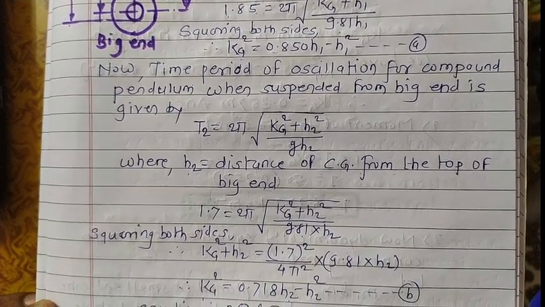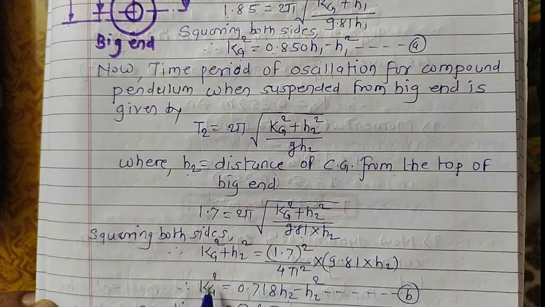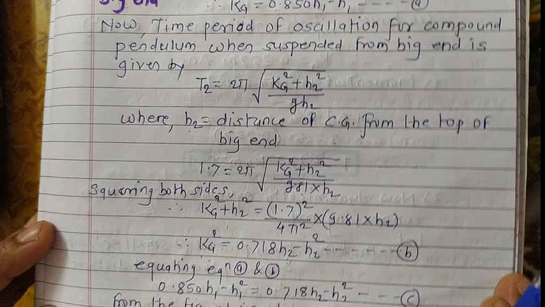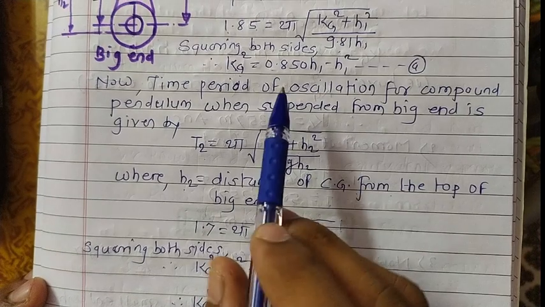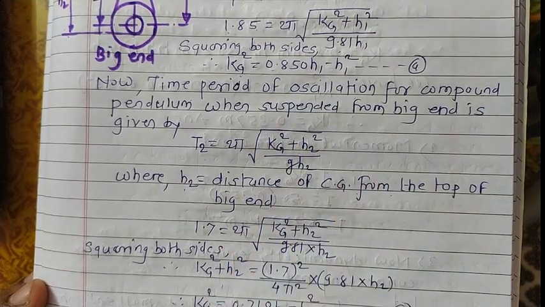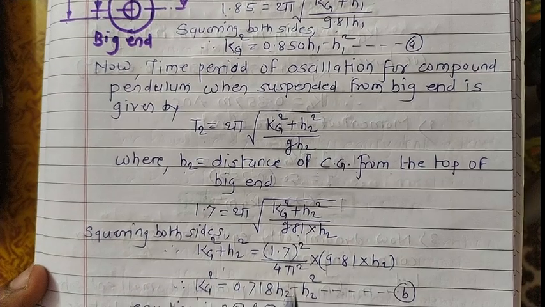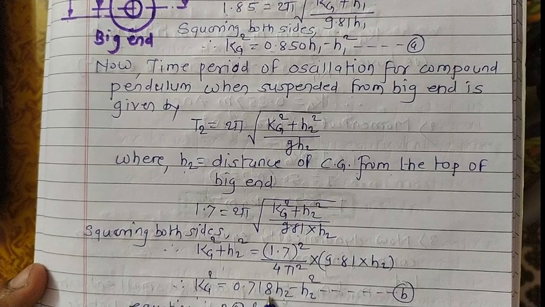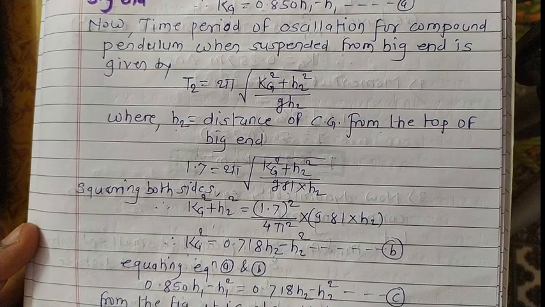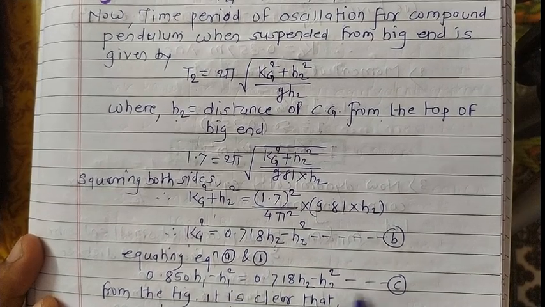kg towards the left side is common, so we can easily equate the right sides. So equate the right side of equation number 1, 0.850 h1 minus h1 square, and towards the right side of relation b, 0.718 h2 minus h2 square. So equate both the relations. So what do we get here? Before moving to the next point, just give the equation number C for this one.